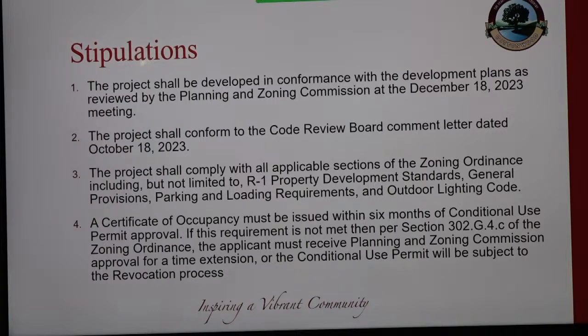Number 4, a certificate of occupancy must be issued within 6 months of conditional use permit approval. If this requirement is not met, per section 302G4C of the zoning ordinance, the applicant must receive Planning and Zoning Commission approval for a time extension, or the conditional use permit will be subject to the revocation process. And that concludes the presentation. I'm not sure if the applicant is in the audience, but if they are here, they might be able to answer any questions you might have about the particular use they're proposing.